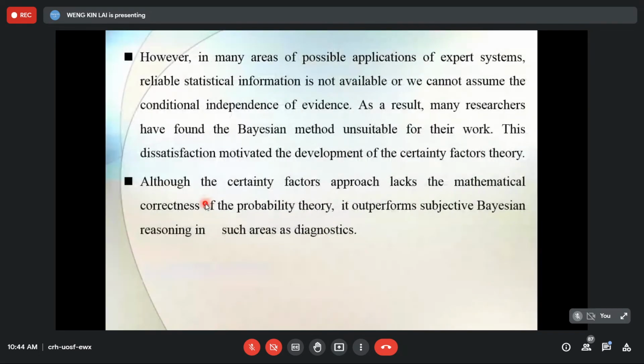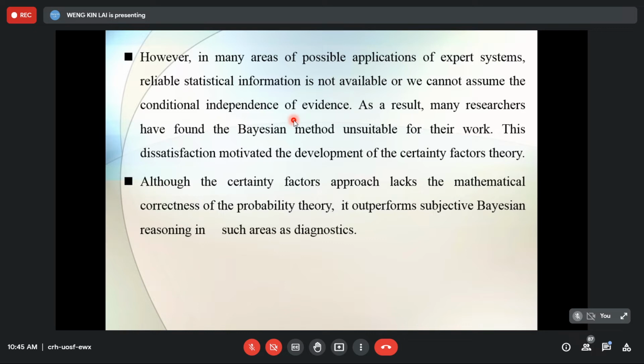However, in many areas of possible applications of expert systems, such reliable statistical information is not available, or we cannot assume the conditional independence of the evidence. So there are two factors here. First, we do not get the statistical information. And secondly, you suspect the evidences themselves are not independent. That means that something else is influencing it, so therefore you cannot guarantee the conditional independence of your evidence.